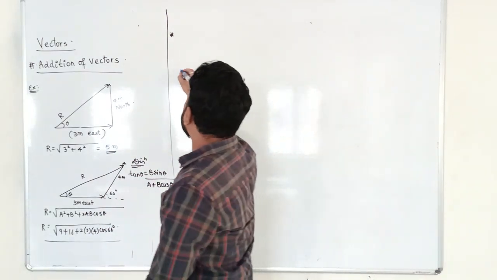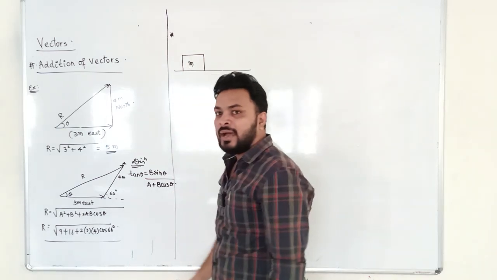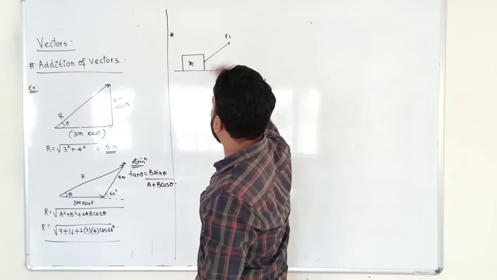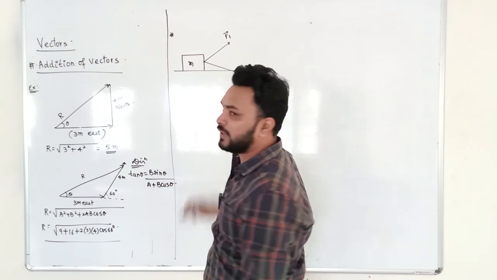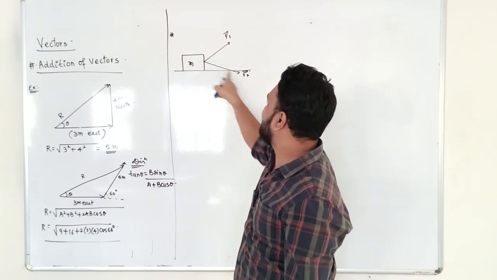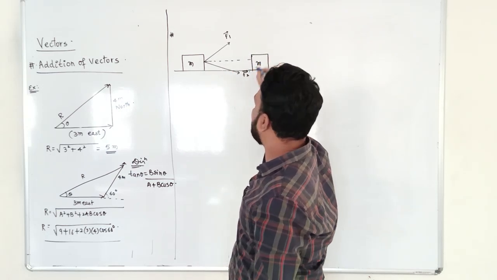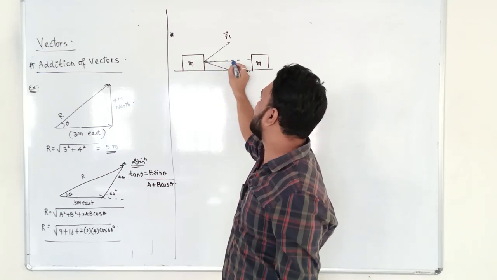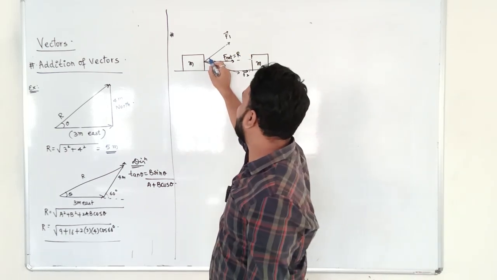Suppose there is a block. At this point I am applying a force F1 vector, and here we are applying a force F2 vector. Now this block neither moves in this direction nor in that direction. It moves in the straight line direction. That means these two forces have a net force in this direction. We call this F net, simply the resultant, and it makes an angle theta.